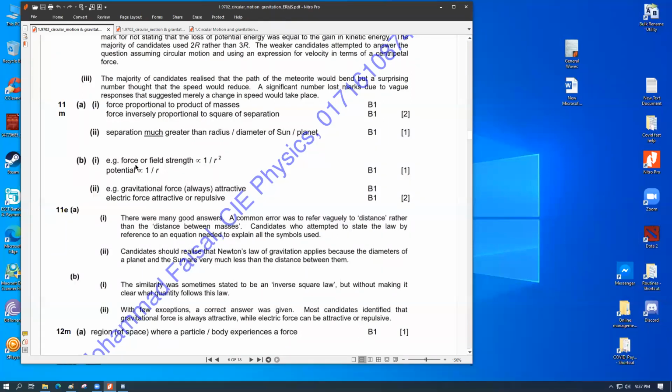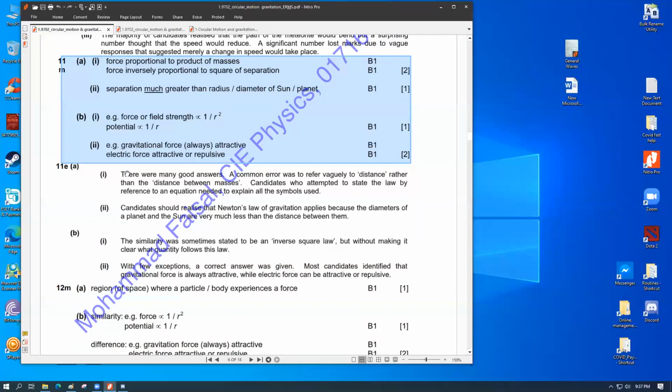Gravitational separation much greater than radius. Much greater. Mass is underlined. Okay. Examiner's report: candidates should realize that Newton's law of gravitation applies because the diameters of a planet and the sun are very much less than the distance between them.